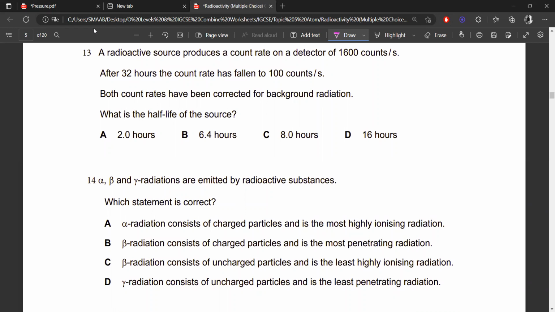Initially we have 1600 counts, and after 32 hours, the counts fall to 100 counts. Both counts have been corrected for background radiation. It means background radiation is already corrected, so we don't need to subtract any values, because no values are mentioned in the MCQ. So we don't need to worry about the background radiation. Starting from 1600, again the same process: start reducing the original value to the given value.